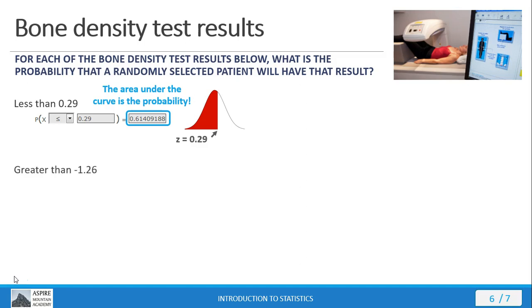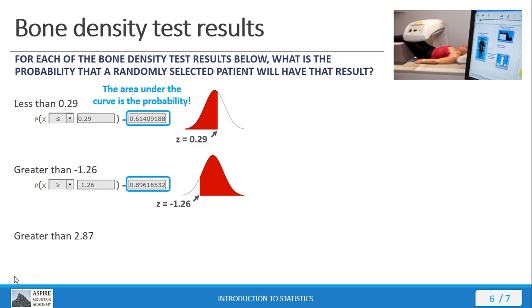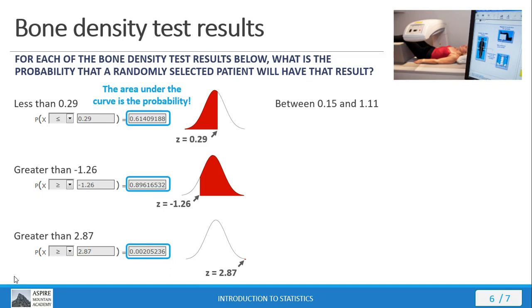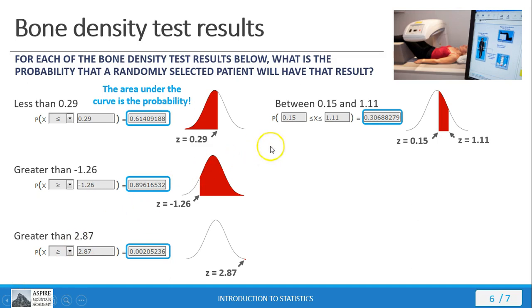How about greater than negative 1.26? Well, here's the answer there. Make sure your numbers match if you don't see the same answer coming out. Greater than 2.87? Again, here's what you should get. Make sure your numbers match if you didn't get that. Between 0.15 and 1.11. Yep, here's what you get there. Make sure you use that between option, and then you can put in the two values that you're given to calculate between.